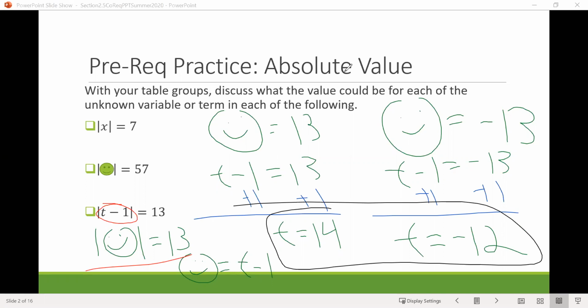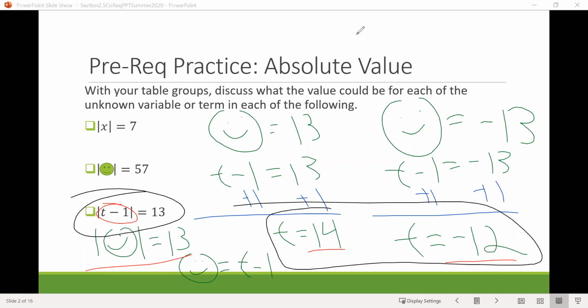Okay? Now, one little word of caution. When you have something like this, where it's the absolute value of an expression equals a number, and you're trying to solve for a missing variable, your answers will not always be 1 positive and 1 negative. Sometimes they could both be positive, and sometimes they could both be negative. So notice here we got 1 positive answer and 1 negative one. That's not always the case.